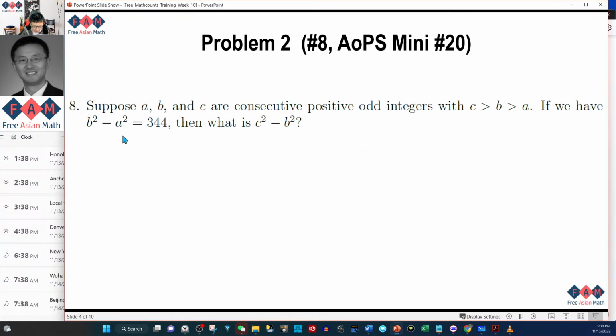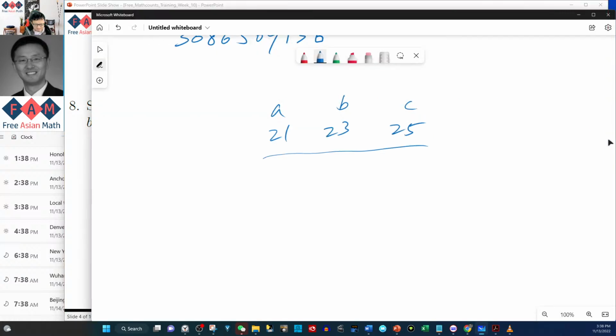So now you were told B squared minus A squared, the second largest square minus the square of the smallest, is 344. So what is C squared minus B squared? This is really something not that difficult. We can write this in some very clever way. Let's just say we write a B. In this case, you may not need to, but in general, it's a good idea to do exactly what the problem tells you. They are all odd integers, right?